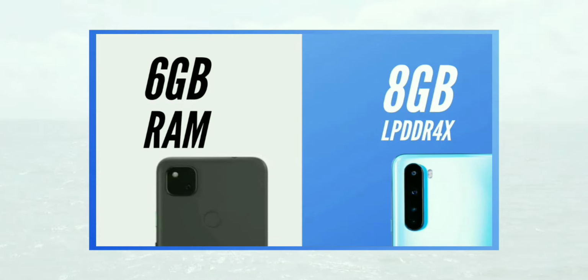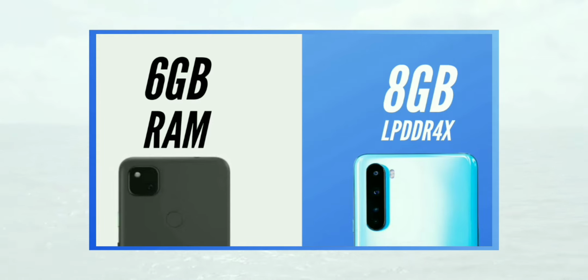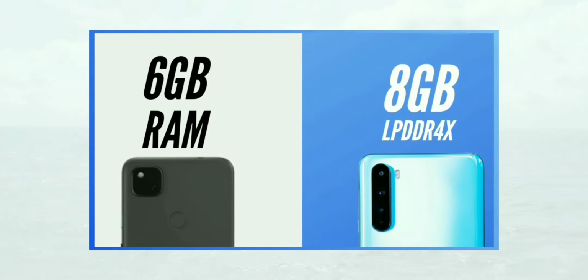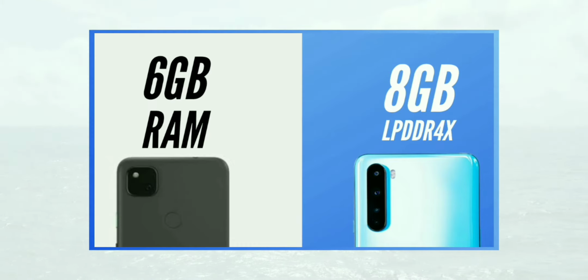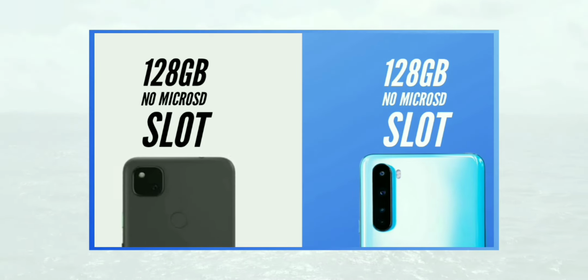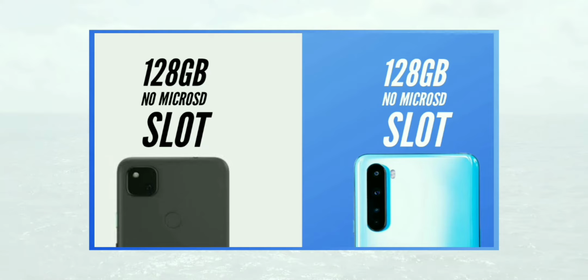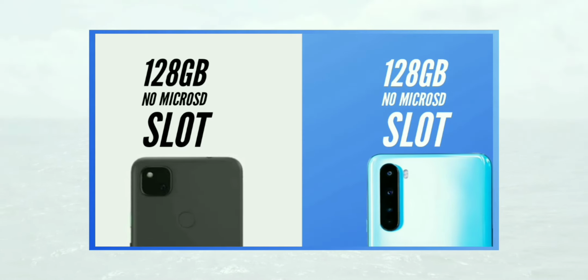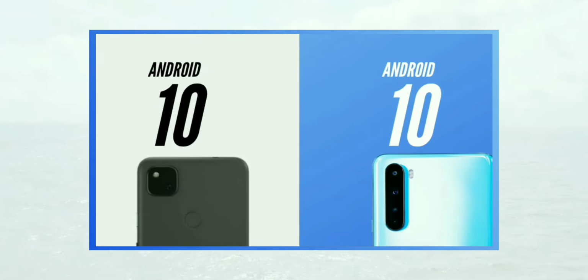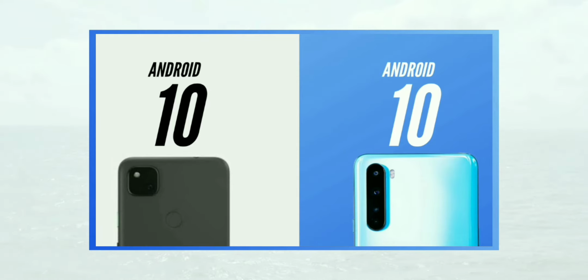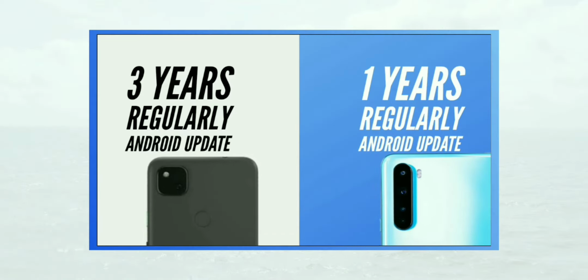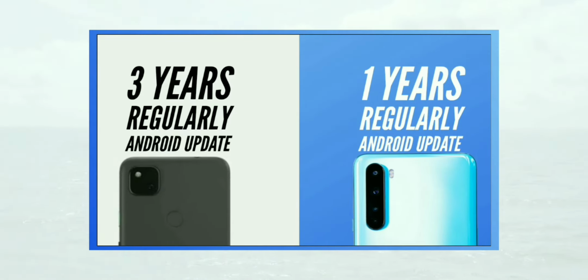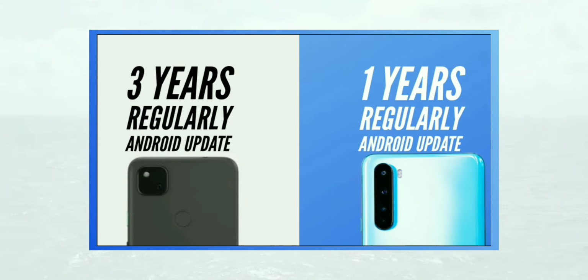Google Pixel 4a comes with 6 gigs of LPDDR4 RAM. OnePlus Nord comes with 8 gigs of LPDDR4 RAM, and both smartphones come with a single option of 128 GB internal storage. Both devices come with Android 10, but on Pixel 4a, Google offers 3 years of Android updates till Android 13, and Nord offers a single year, meaning up to Android 11 or 12.